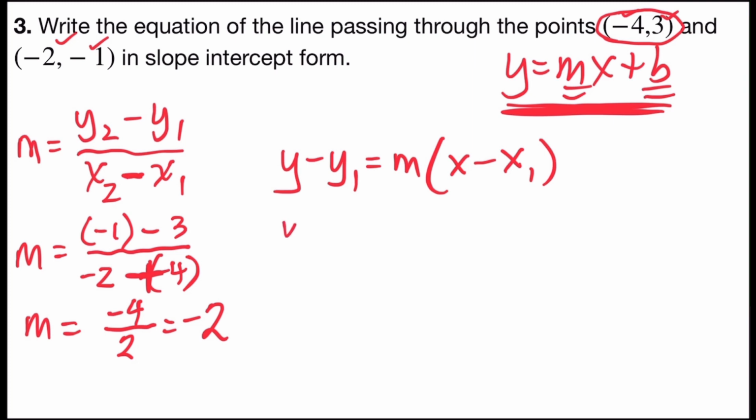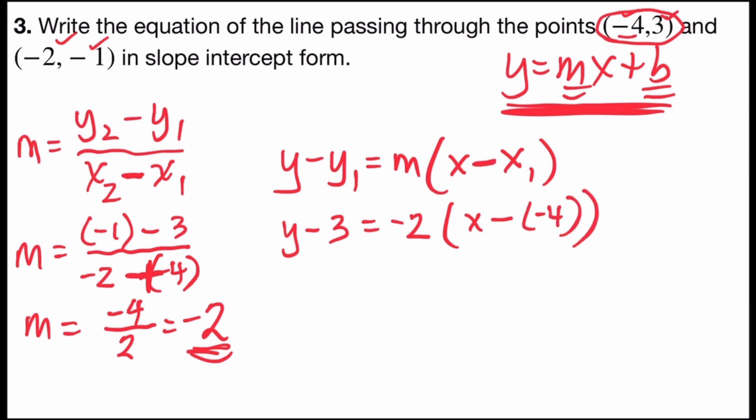So I'm going to substitute: y minus the first y-coordinate, 3, equals the slope that we just found, -2, times x minus, and the x-coordinate itself is -4. And so I have a negative sign or subtraction sign from the formula, and then I have a negative sign from the actual coordinate itself. And we know that double negative means plus, and so that would be -2 times x plus 4 on the right side. So now I'm going to do the distributive property.